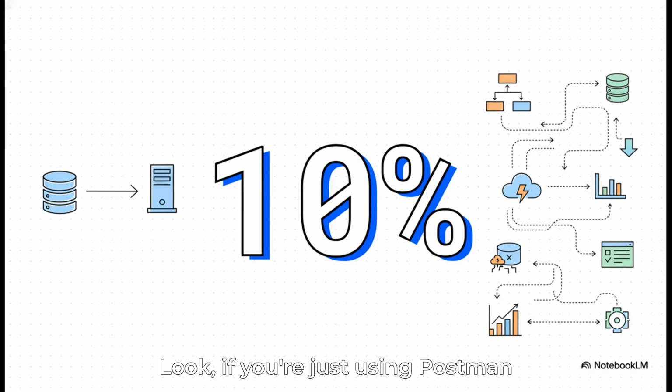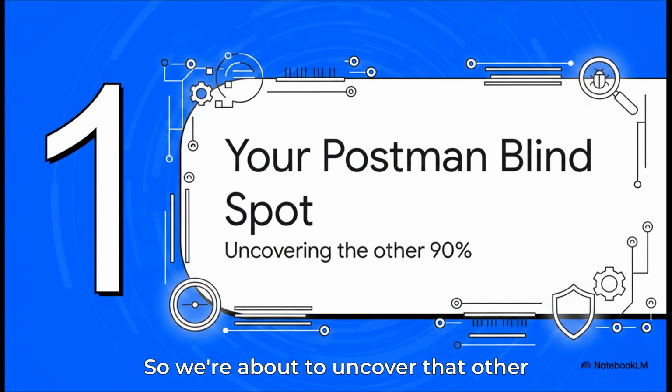Look, if you're just using Postman to send requests, you're honestly only using about 10% of its real power. And that other 90%? Well, that's where the real magic happens. It's where you start solving these exact problems. So we're about to uncover that other 90%, your Postman blind spot.